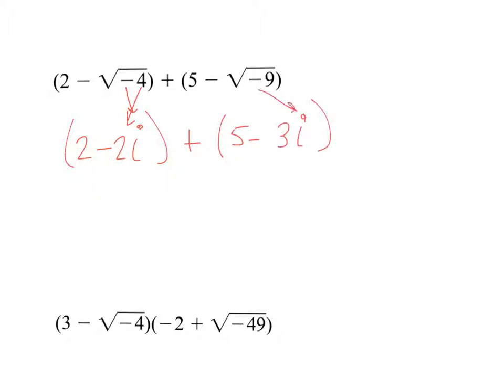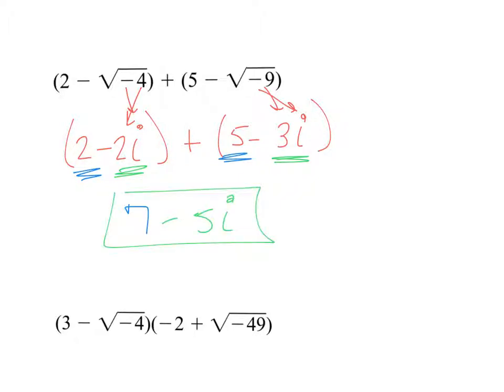Again, the negative comes out as the i and the 9 comes out as 3 because the square root of 9 is 3. And now, just like the last problem, I'm going to add the real parts, which is 7, and I'm going to add the imaginary parts, which gets me a negative 5i. And again, you could type this into your calculator as long as you use i part.